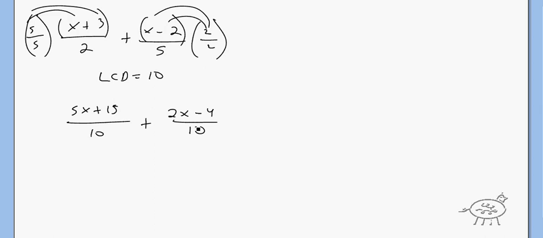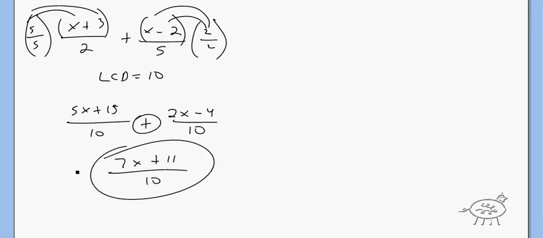Then you can just combine terms, since it's plus, so that's nice. 5x plus 2x is 7x. 15 minus 4 is 11, positive 11 over 10. And that's your final answer: 7x plus 11 over 10.